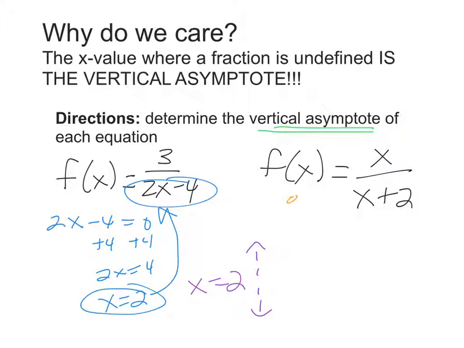Now in this next example over here, where would the vertical asymptote be? Well, we take that denominator and ask ourselves, when would that be equal to 0? Because at that x value is when our fraction is undefined. So on a graph, that would be our vertical asymptote.